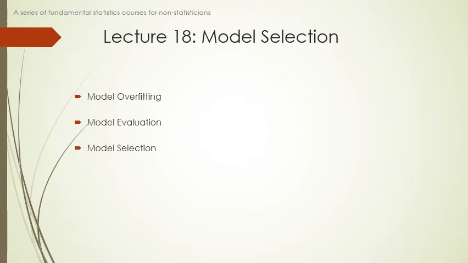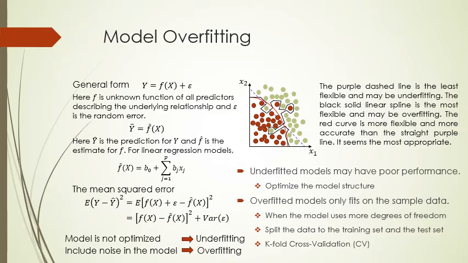In this 18th lecture, we will discuss model selection. In general, we may write the underlying relationship between the response and the predictors as this. Here, f is an unknown function of all predictors describing the underlying relationship, and epsilon is the error. We may estimate f using f hat, which is our estimate, and may be used as our prediction of y.